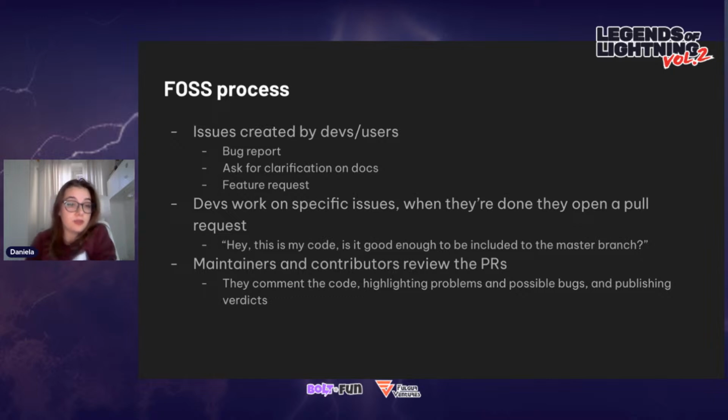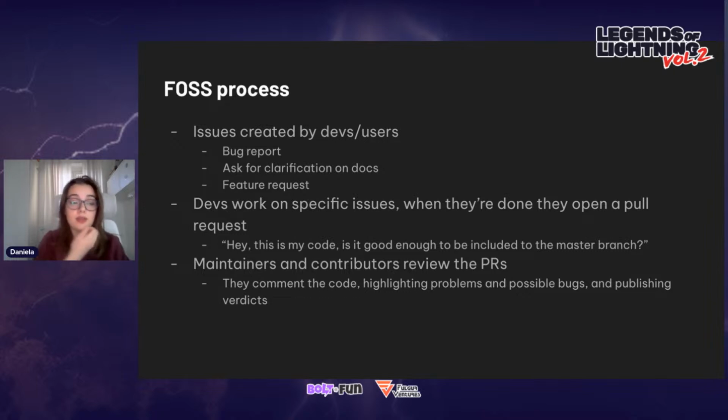I just wanted to briefly touch on the process of open source development, at least in Bitcoin. Most of you, I guess, are already familiar with it, but I just wanted to make sure we're all on the same page. So we start by creating issues. Either developers or users create issues. They might report bugs, ask for clarification on documentation, or ask for some features. Then from a list of issues, devs decide what to work on. And when they're done working, they open a pull request.